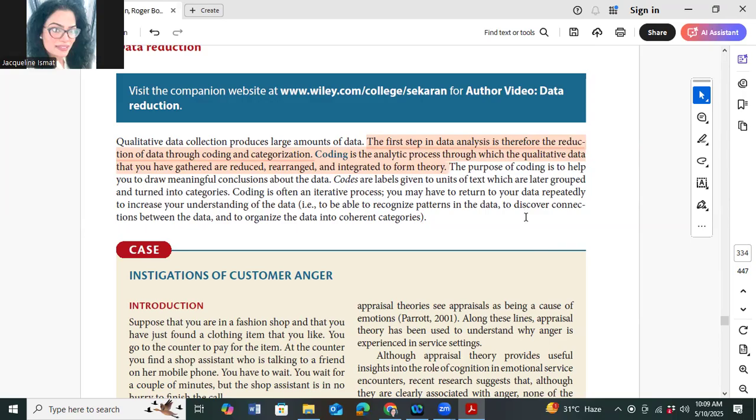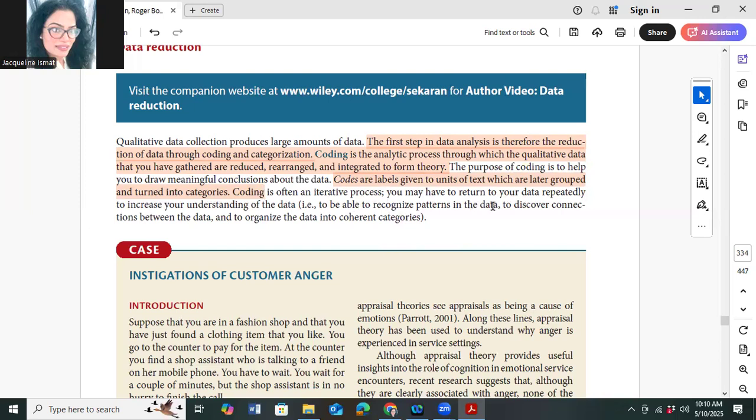Codes are labels given to units of text which are later grouped and turned into categories. We'll do it. Let's see how to do it. When we do coding, we get groups of our patterns. Okay. And coding is an iterative process as you have to move to and fro, back and forth through the whole content to find similar patterns. Okay. We look at repetition, develop understanding in the data, and through this we do coding.